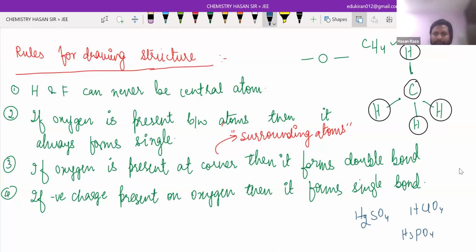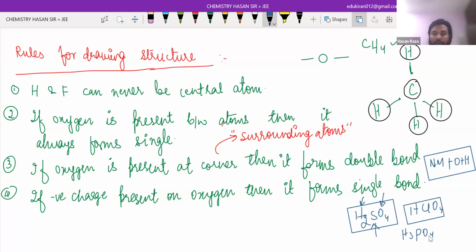So what is oxy acid? Any compound in which non-metal plus oxygen plus hydrogen is present is known as an oxy acid. You can see here, sulfur is the non-metal, hydrogen is also present, oxygen is also present. So this is an oxy acid of sulfur. In the same way, this is an oxy acid of chlorine, and this is an oxy acid of phosphorus. So how we are going to draw the structure, this is all about it.